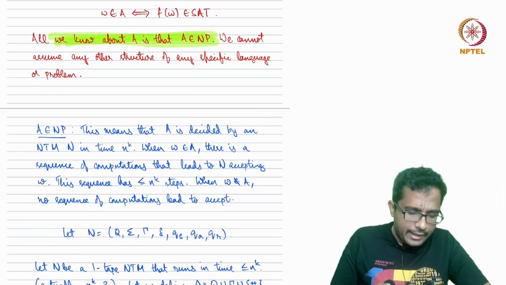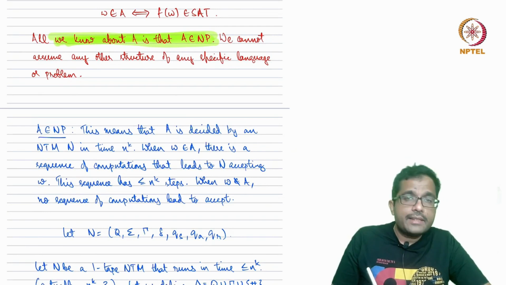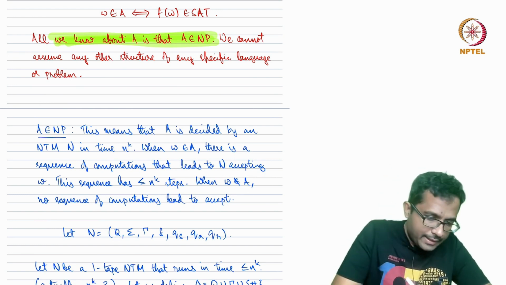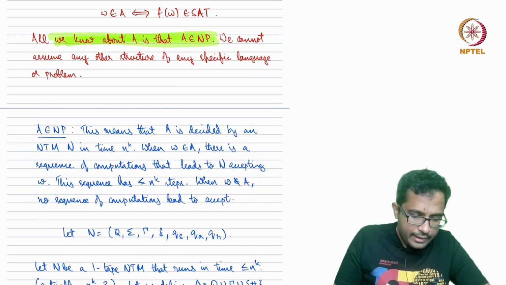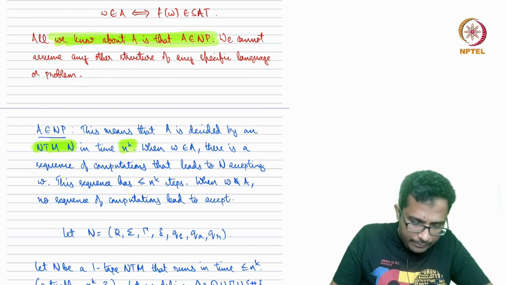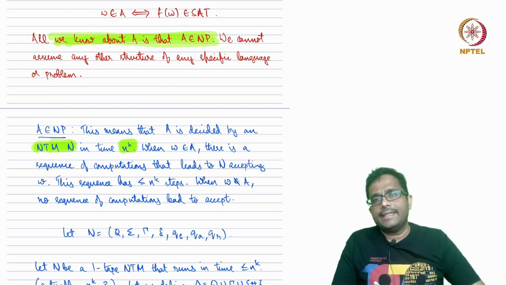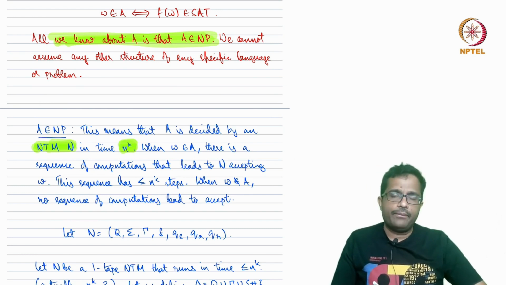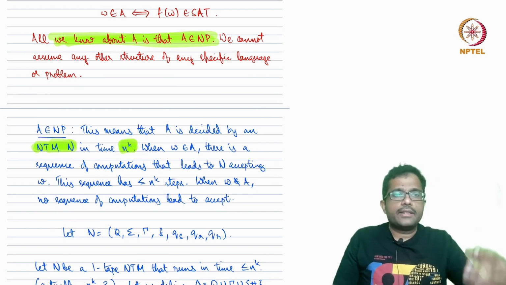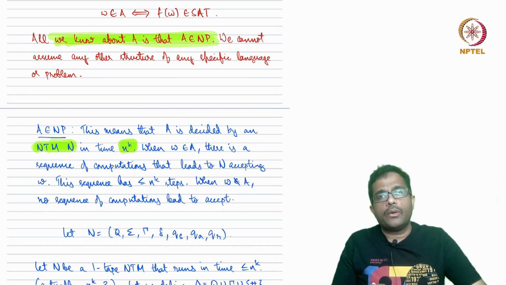So what does A in NP mean? A is in NP means that A has a polynomial time non-deterministic Turing machine that decides it, right? A non-deterministic polynomial time decider. So let us say A is decided by a non-deterministic Turing machine N. This is just the definition of NP, in polynomial time. To be a bit more specific, let's say it gets decided in time n^k. So this means that there is a non-deterministic Turing machine that runs in time n^k and decides A.